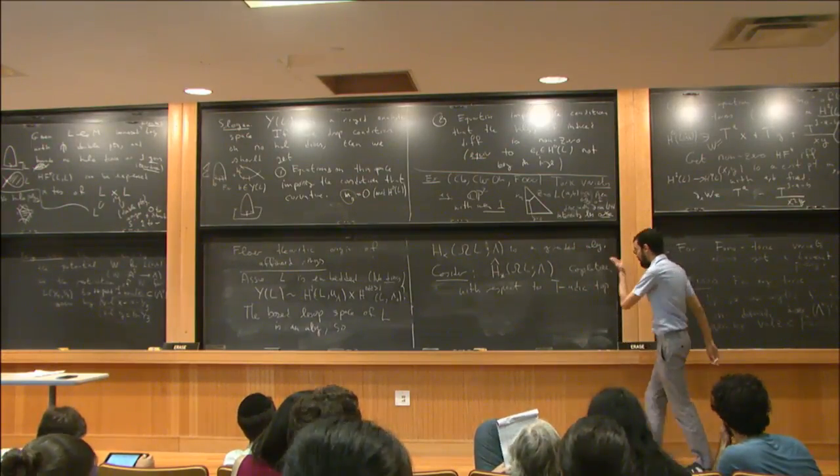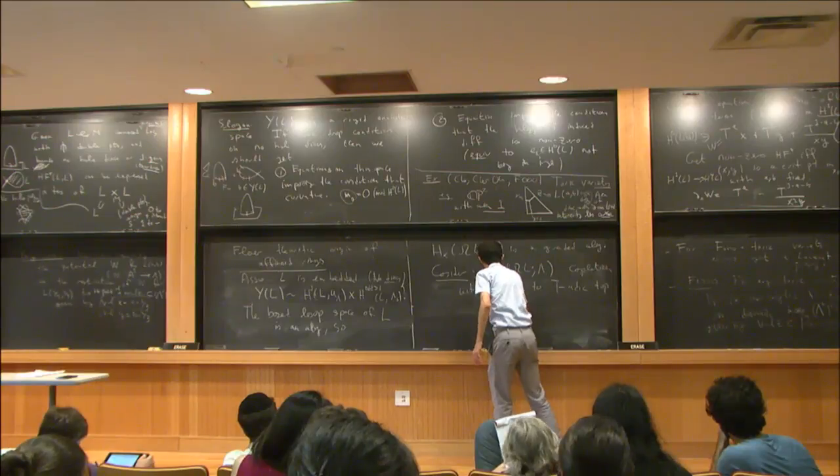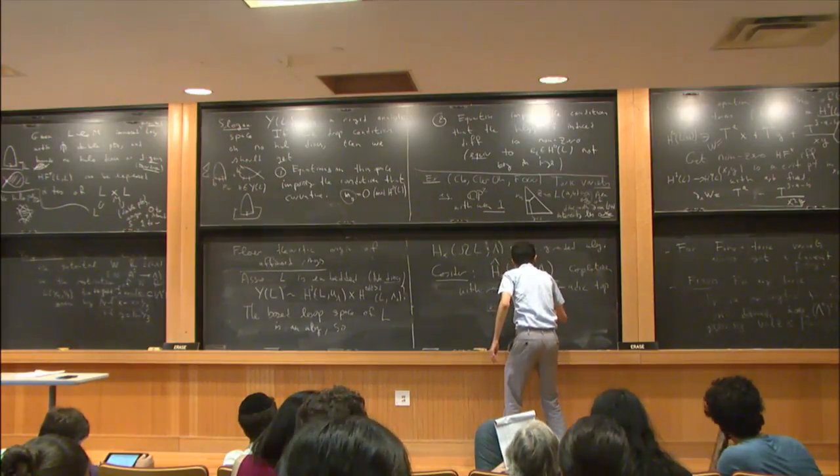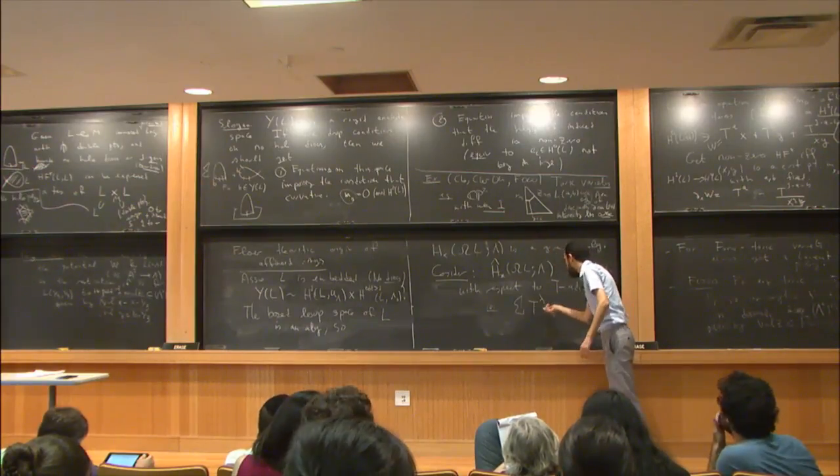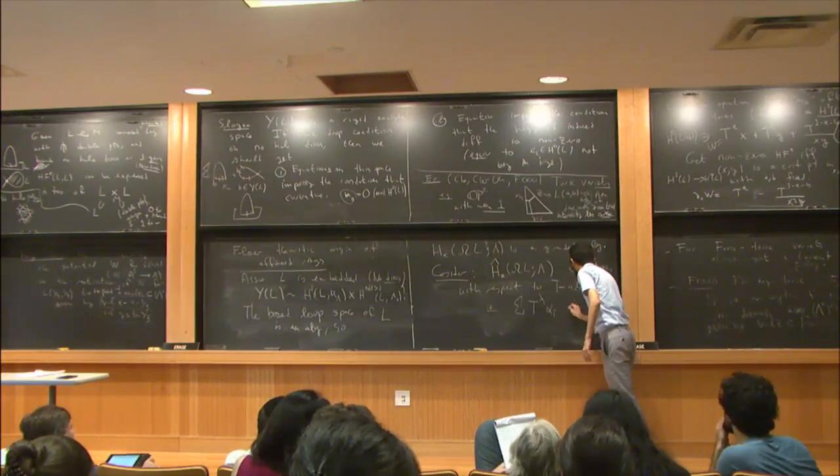What that means is that you're allowed to write an expression of the form the sum of t to the lambda_i alpha_i, and this makes sense as long as the limit of lambda_i goes to plus infinity.